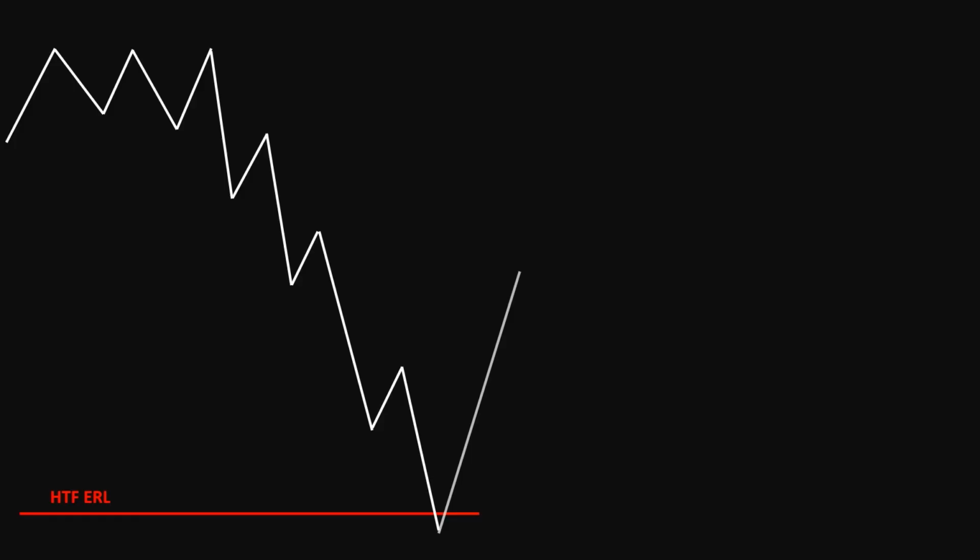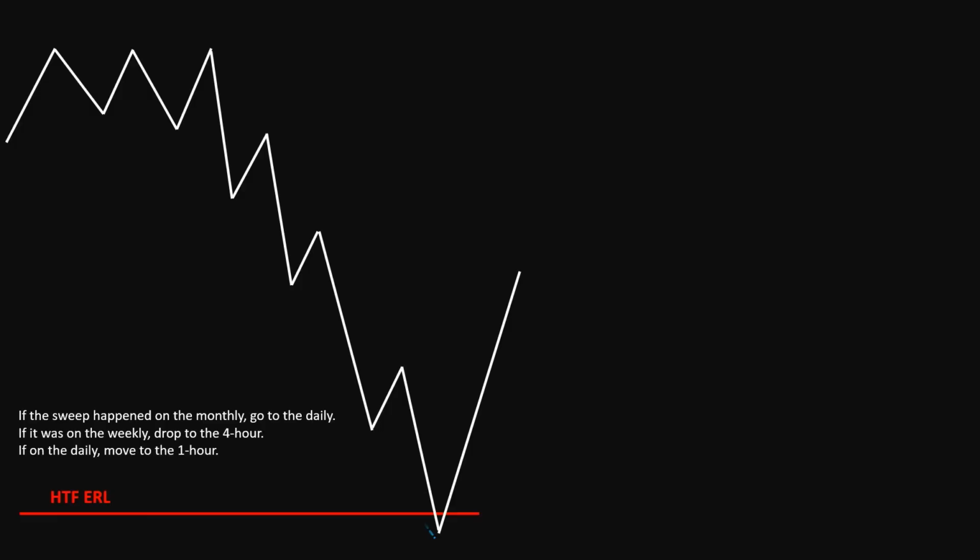Once that sweep happens, you want to drop down one time frame. If the sweep happened on the monthly, go to the daily. If it was on the weekly, drop to the 4-hour. If on the daily, move to the 1-hour. Now on this lower time frame, watch for a market structure shift, your confirmation that the market is reacting to that higher time frame liquidity.